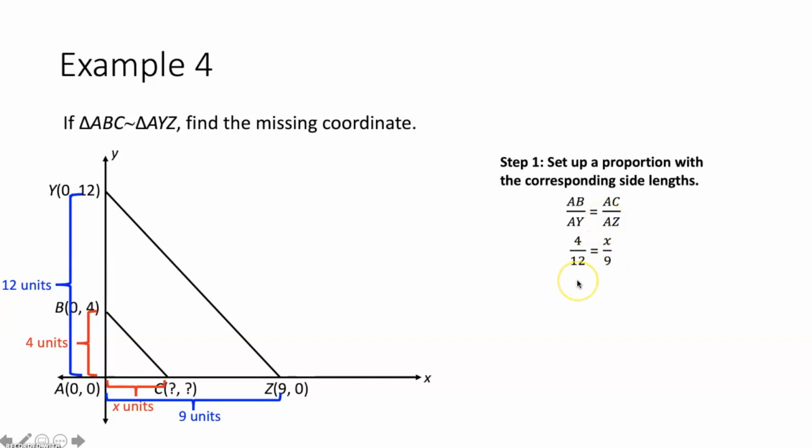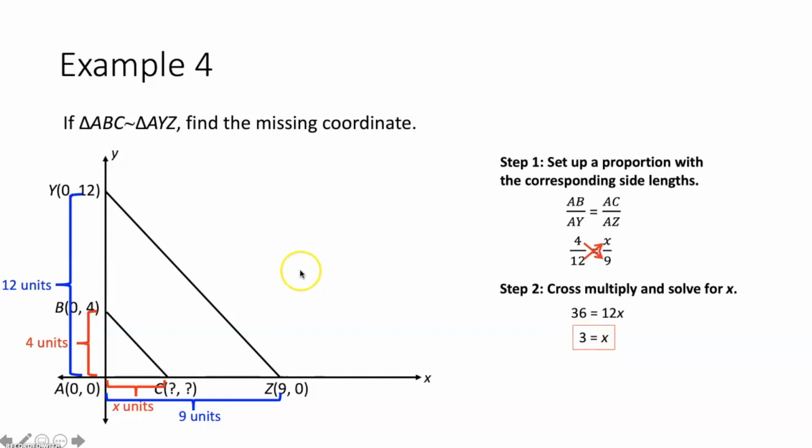Now we just have a proportion that we have to solve. We know how to solve proportions. We just use the cross product property, multiply across, and set the 2 products equal to one another, and we can solve for x. So we're going to go 4 times 9, set that equal to 12 times x. We then solve for x by dividing both sides by 12. We get x is equal to 3.